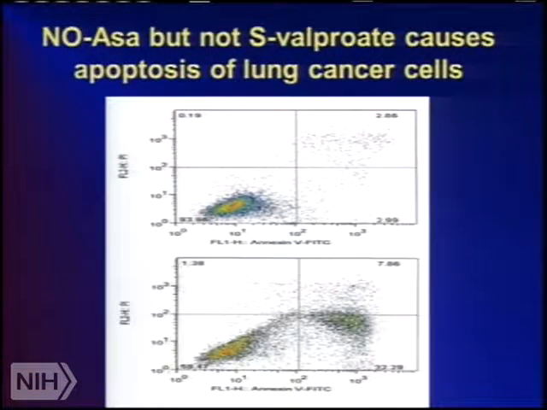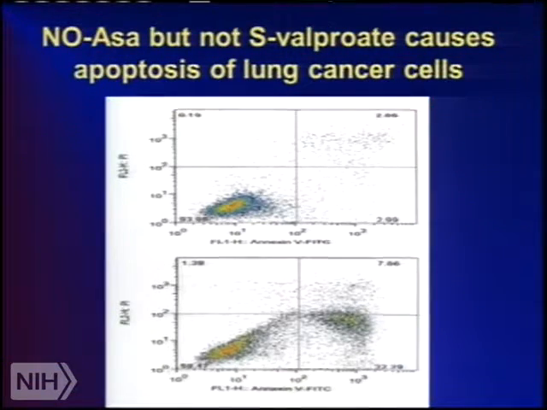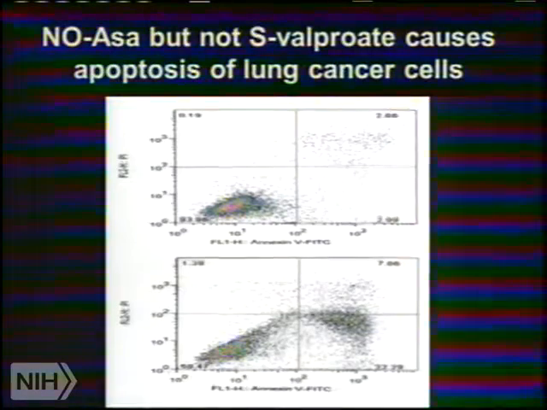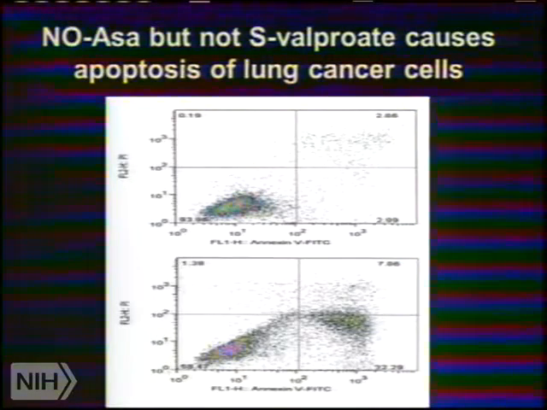And so this shows that the nitroaspirin actually caused apoptosis in the animal cancer cells, whereas the S-valproate did not. So the nitric oxide aspirin was cytotoxic. The S-valproate was cytostatic. It was reversible. So if you had animals and you were giving it the S-valproate, and then you stopped administering it, the tumors would rapidly regrow.